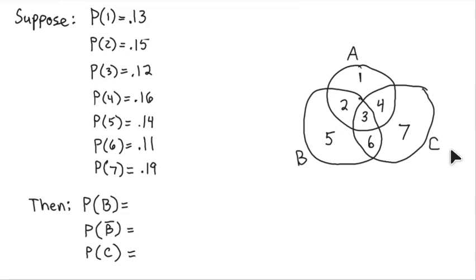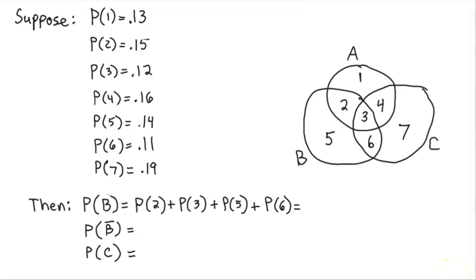Let's ask, what is the probability of B occurring? B as an outcome includes 5, 2, 3, and 6. So to find the probability of B occurring, we add up all of the probabilities that are included in B. If 2 occurs, then B occurs. If 3 occurs, then B occurs. If 6 happens, then B happens. If 5 happens, then B happens. So we add up the probabilities of all 4 of those things.